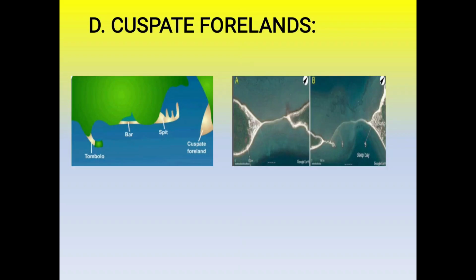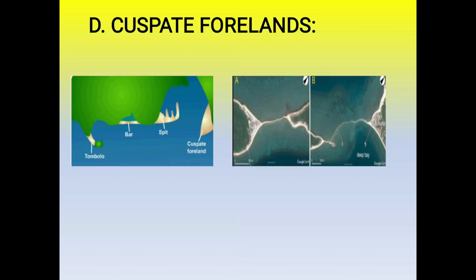The next feature of sea wave deposition is cuspate foreland. Merging of two spits into each other, one way or the other, forms a cuspate foreland. These are cup-shaped forelands made up of shingle and sand. These are small, narrow sloping relief forms.